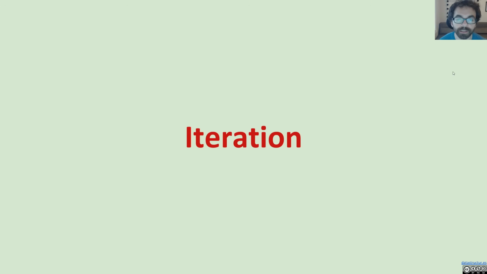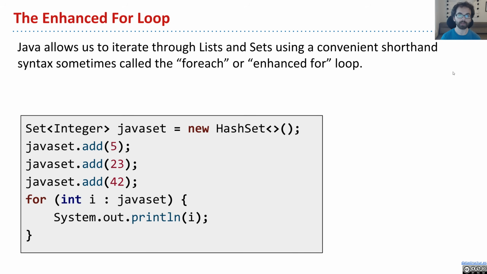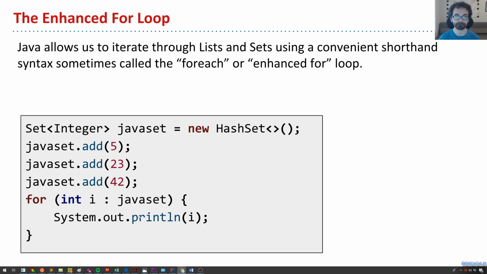Our next improvement is going to be to have our array set support iteration. By iteration, what I mean is we're going to make our array set support syntax like this that we see on the slide. If we create a set object or a list object in Java, we can use the enhanced for loop to get each item out of the set, say for use with printing.